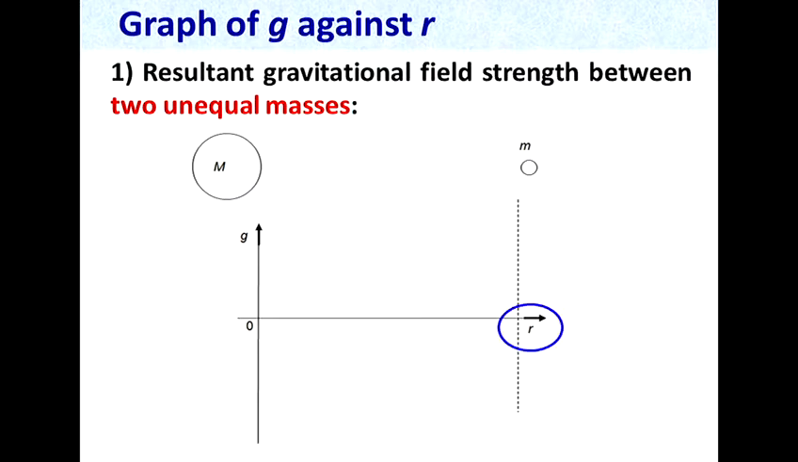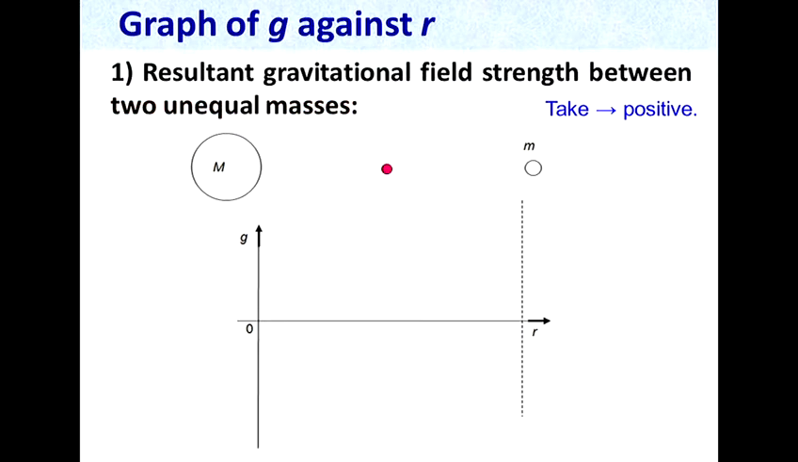Okay, first we draw the axis. I'm plotting g against r. Now when I draw r with the arrow pointing in this direction, it means that you're taking right to be the positive direction. And you will have to follow this convention. You cannot suddenly choose left to be positive. Always remember when you sketch such graphs, you take right to be positive. G field strength is a vector, so it's important you define your positive direction.